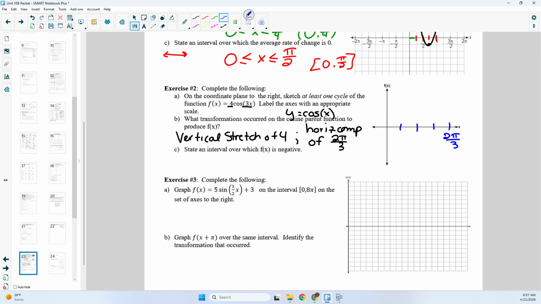It starts at the maximum. The maximum in this case is 4 because there's no vertical shift, and my amplitude is 4. So I can just put the numbers I need on my graph since I can pick the scale. So for cosine, we go top, middle, bottom, middle, top. That's our shape. And we can sketch it in here.